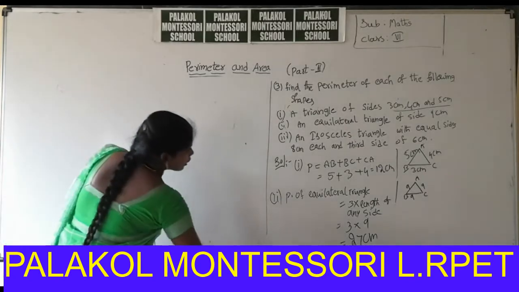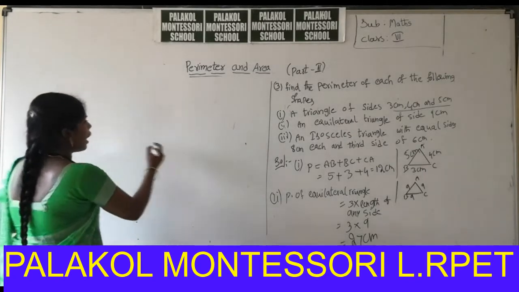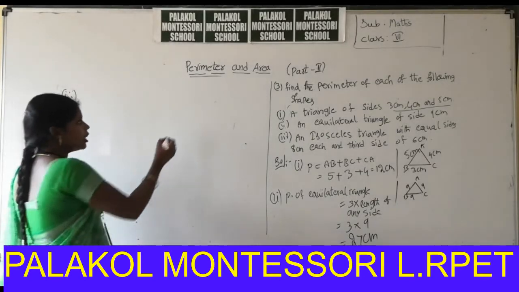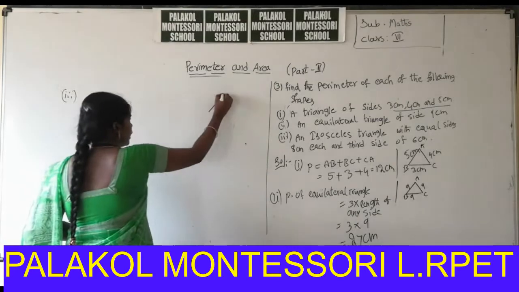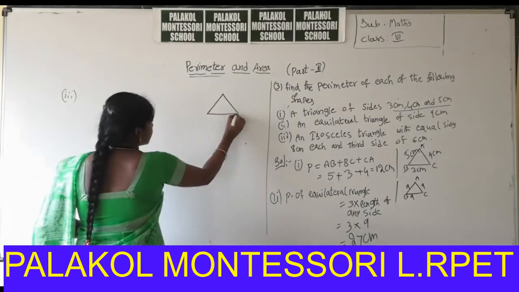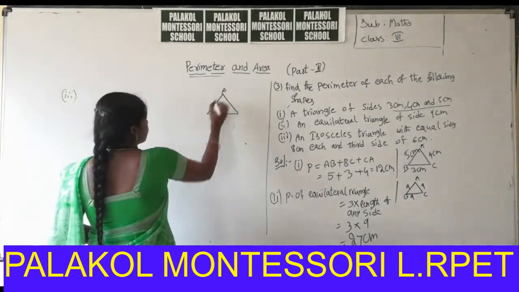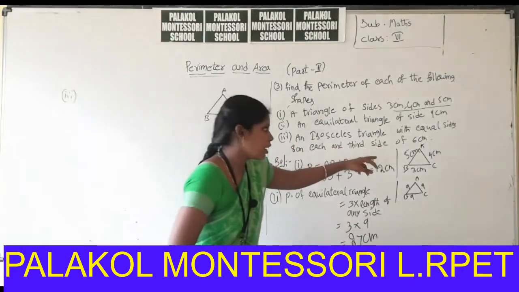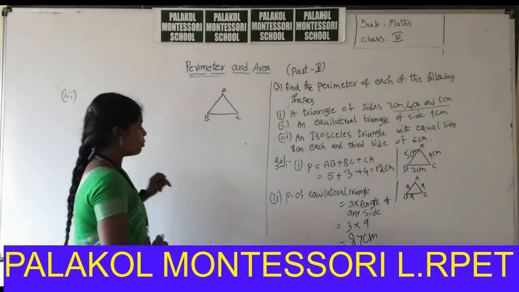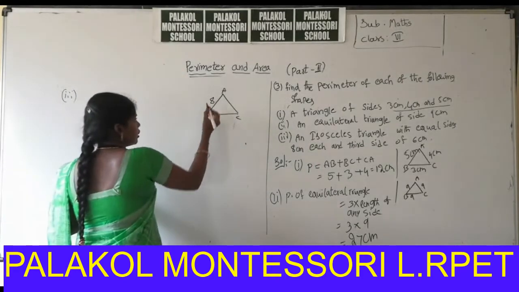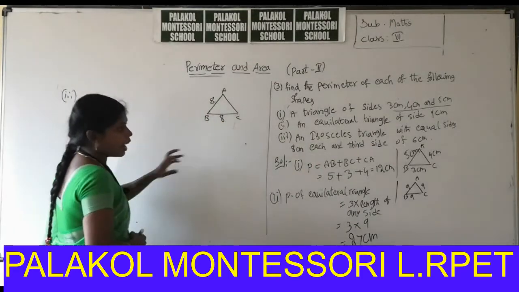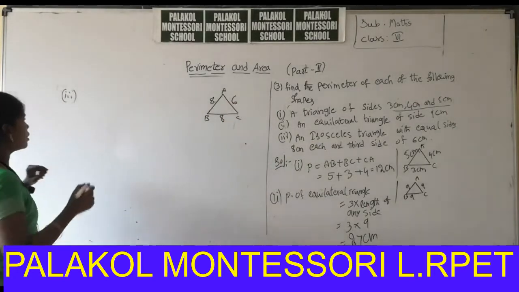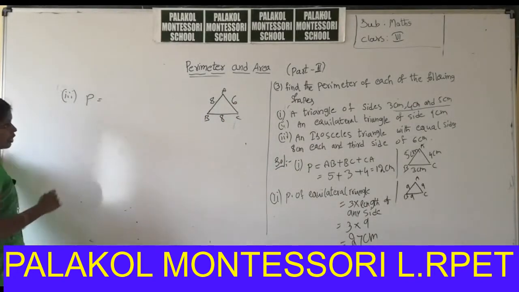So, third one. What is the third one? An isosceles triangle. What do you know? Isosceles triangle means any two sides are equal. For example, ABC is an isosceles triangle with equal sides of 8 centimeters. That is two sides equal: this one 8 and this one 8. And the third side is 6 centimeters. So this is also an irregular shape.